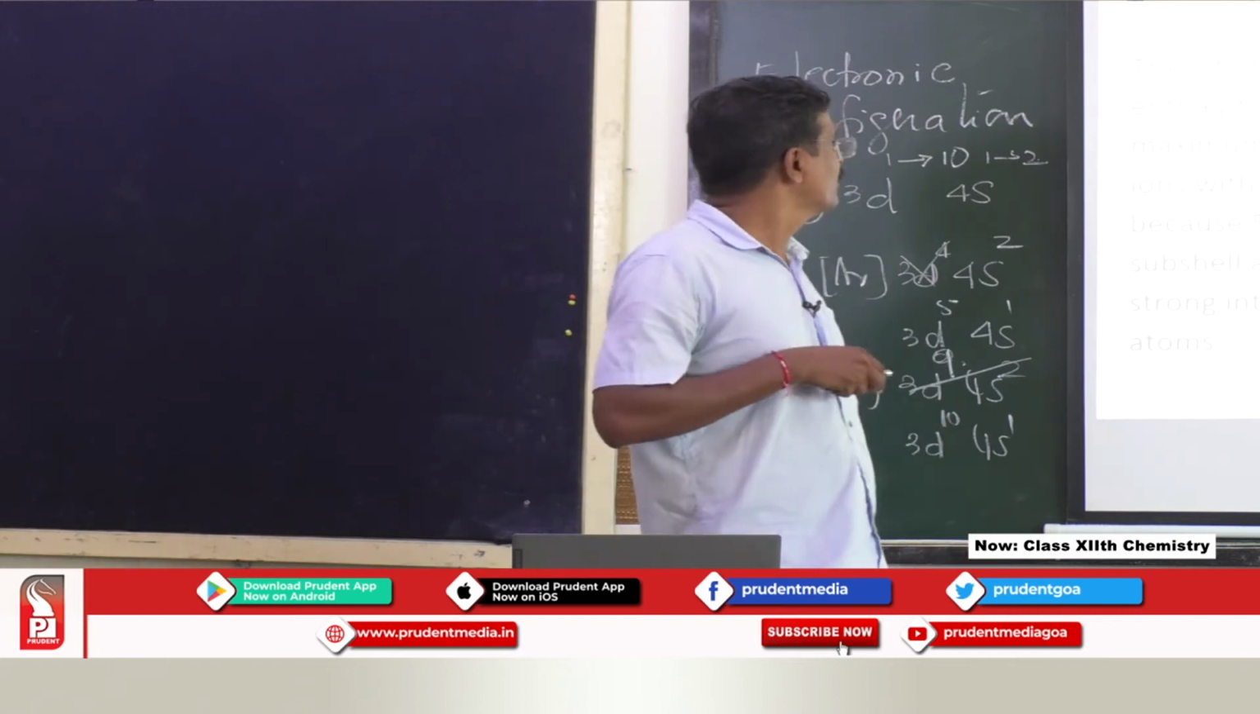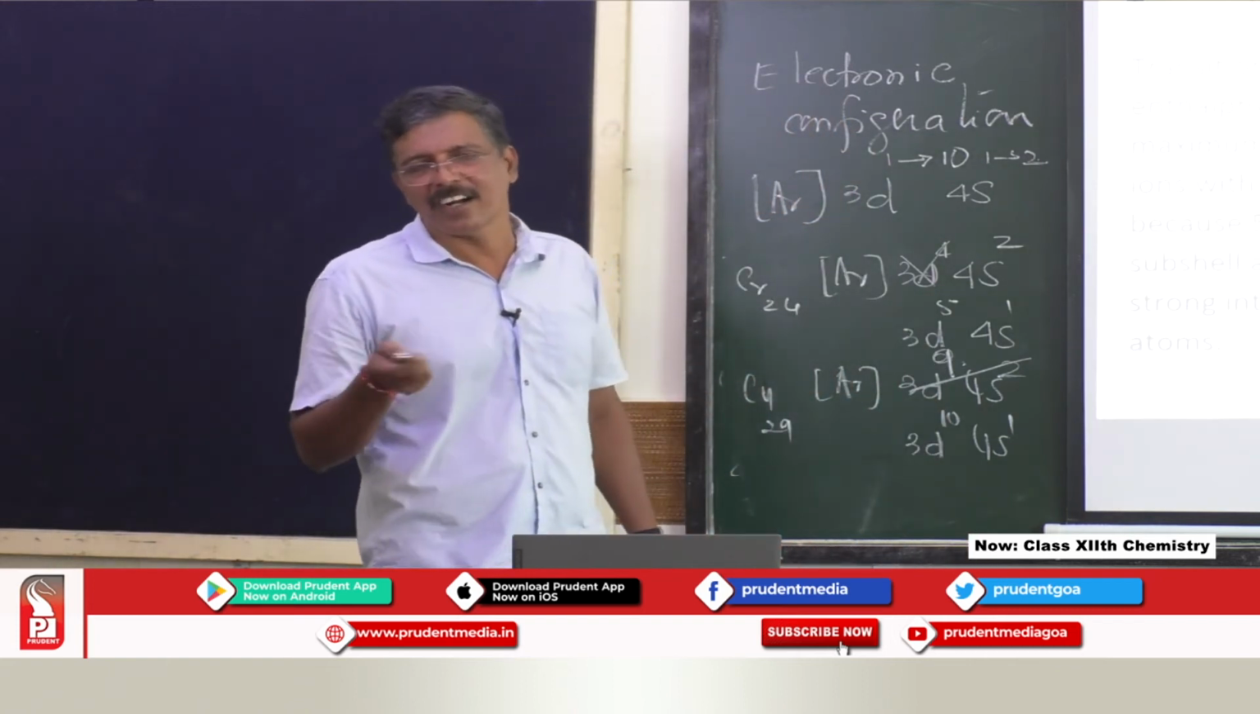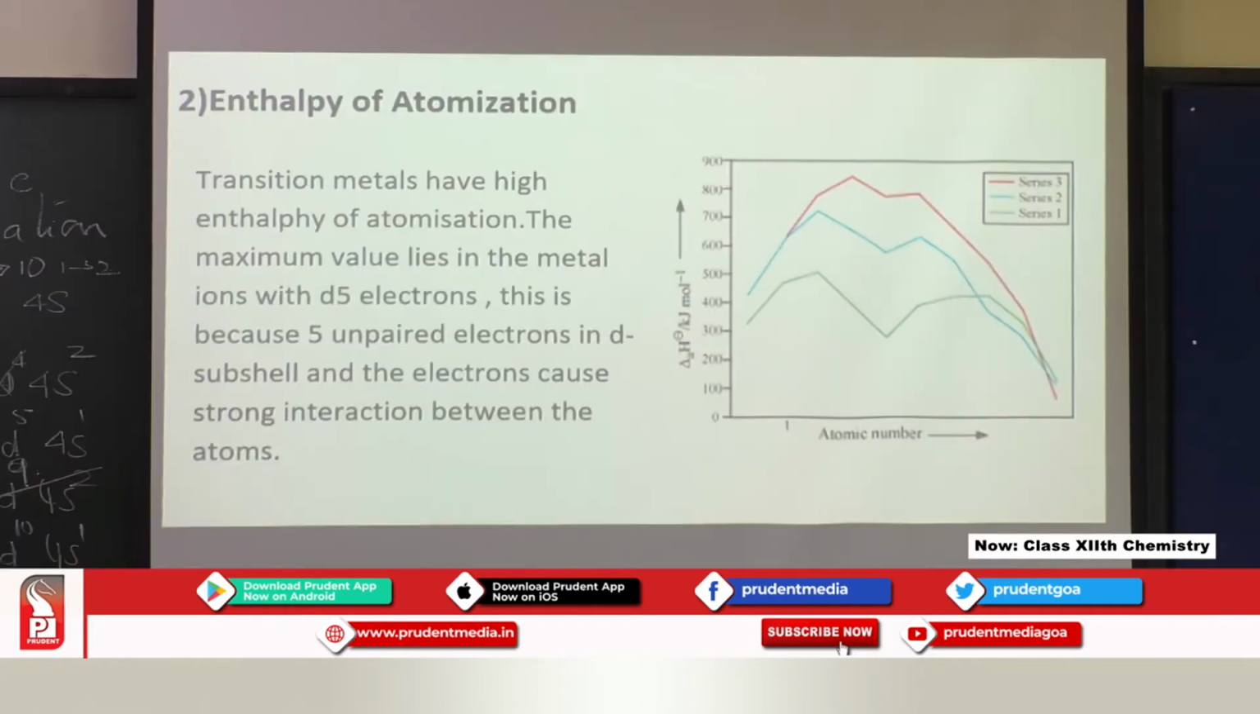The energy required for atomization is called what? Enthalpy of atomization. Transition metals have high enthalpy of atomization. What is the reason? They are very hard. When the compound is very hard, automatically what happens? Enthalpy of atomization also increases. The maximum value lies in the metal with d5 electrons. It is correct. d5 electrons lie in the center.